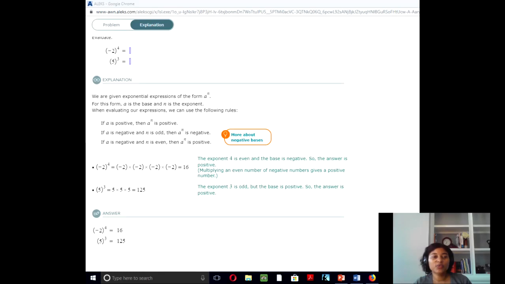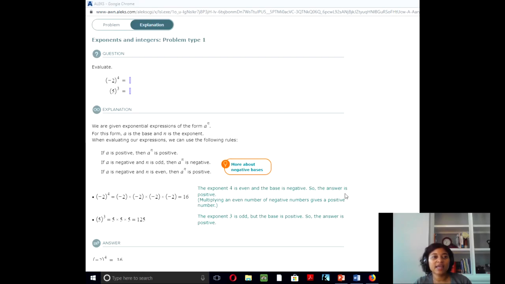Hello class, this week we're working on polynomials, and the first problem that we're going to work on today is an exponent and integers. As you can see, we have two problems that we have to work on. Once again, please make sure to use your calculator. Learning the mathematical rules can get a little confusing, so just make sure you have your calculator handy.